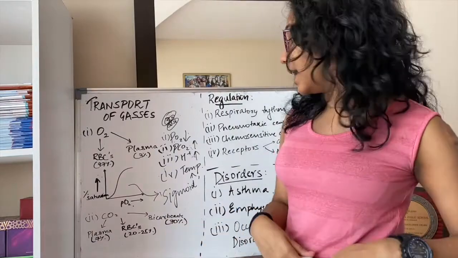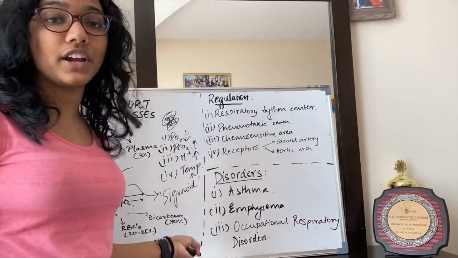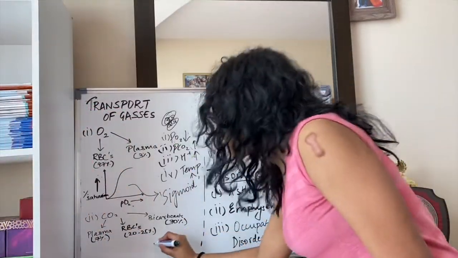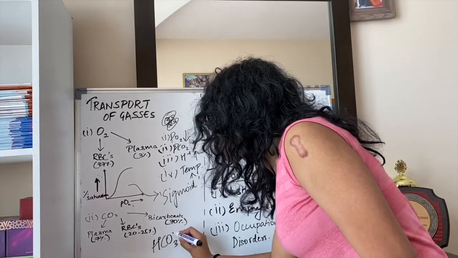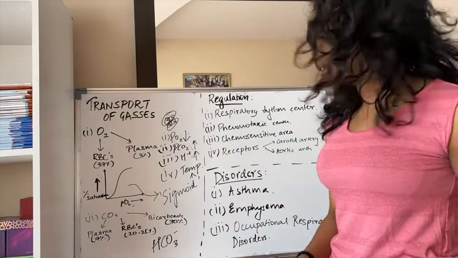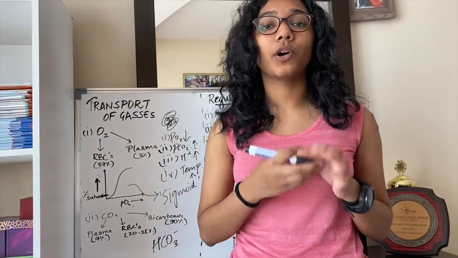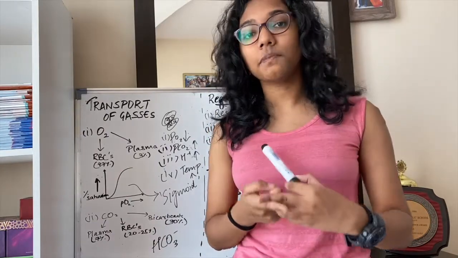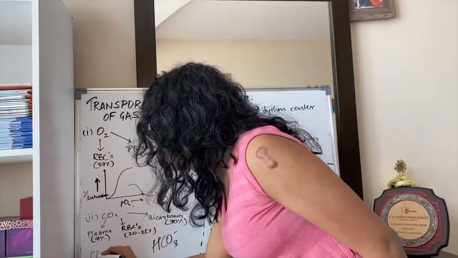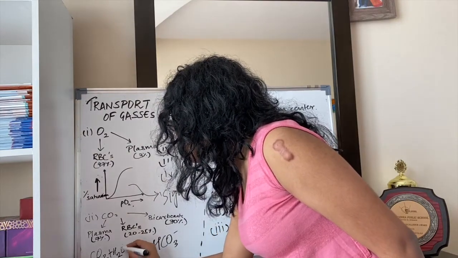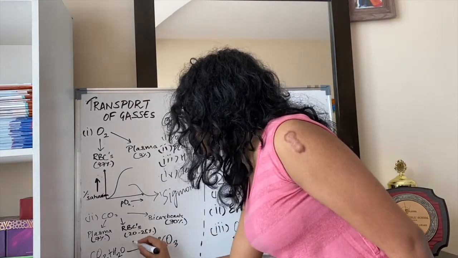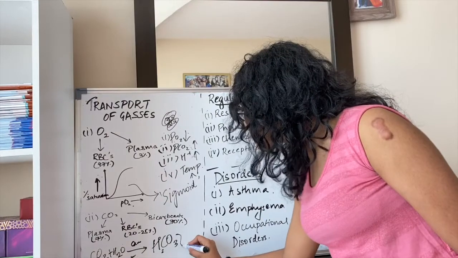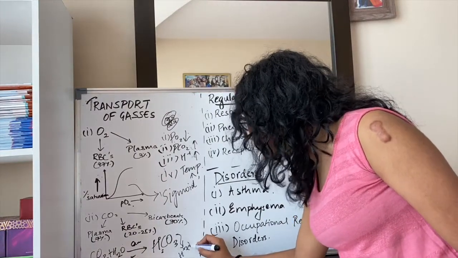Now the most important part which you have to know is bicarbonate ion transport. In bicarbonate ion transport, carbon dioxide is transported in the form of HCO3 minus ions. How this is formed is by the presence of an enzyme known as carbonic anhydrase. This carbonic anhydrase enzyme is present in RBCs and it's also present in plasma. So what happens is CO2 plus water, in the presence of carbonic anhydrase, will give you H2CO3, and now this will dissociate into H plus and HCO3 minus.